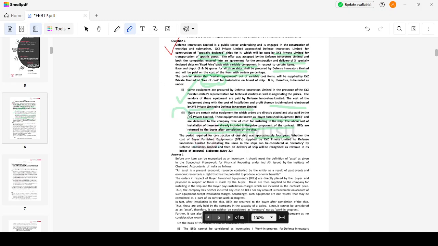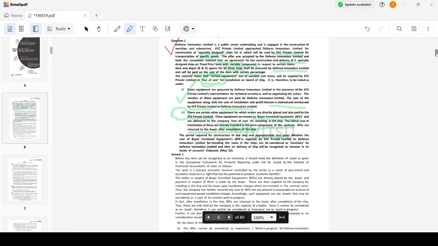Second was equipment that is directly supplied. The buyer will directly pay the other supplier. See, Defense Innovators is going to purchase from, say, ABC Limited. So XYZ Limited will be directly paying ABC Limited. So that will be known as buyer furnished equipment. Okay, let's move on to the answer.